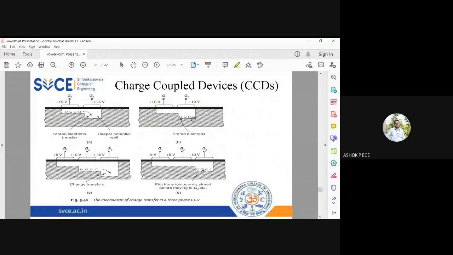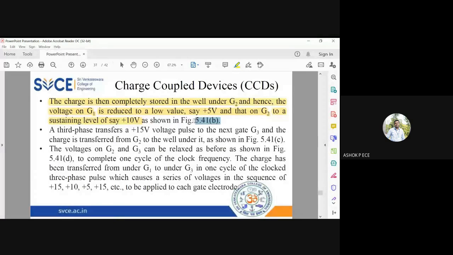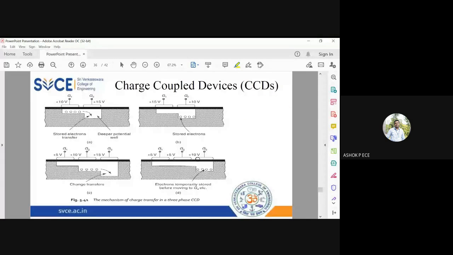Now you see G2 is given 10 and G1 is given, sorry, it is not 15, it is 5. So G1 is given 5 volt and G2 is given 10 volt. Now the charges are completely moved under G2. Now I want to make a third transfer. So if I want to transfer the charges from G2 to G3, I will give a higher voltage to G3 because G2 is already at 10. Only if I give a higher voltage to G3 will you get a deeper well so that these electrons can move from this well to the deeper well.